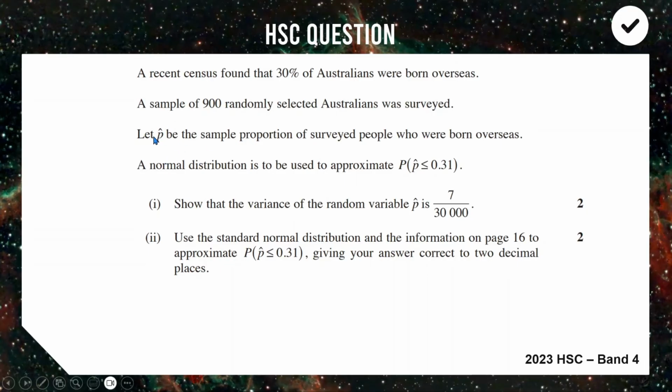Okay, a normal distribution is used to approximate the probability of the sample proportion being less than 0.31. Show that the variance of the random variable is 7 over 30,000. So this is Nessa gifting you 2 marks just for doing a bit of study and memorizing some formulas. So let's dive in and get them for free.